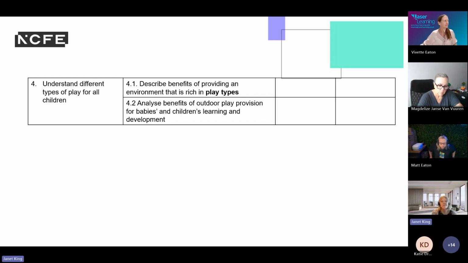So learning outcome 4, this is where you're really thinking about the different types of play. So we've got Bob Hughes there and the 16 different types of play. Again, there's a link to that in a moment, and we can have a look at that. And also Tina Bruce and those 12 features of quality play.